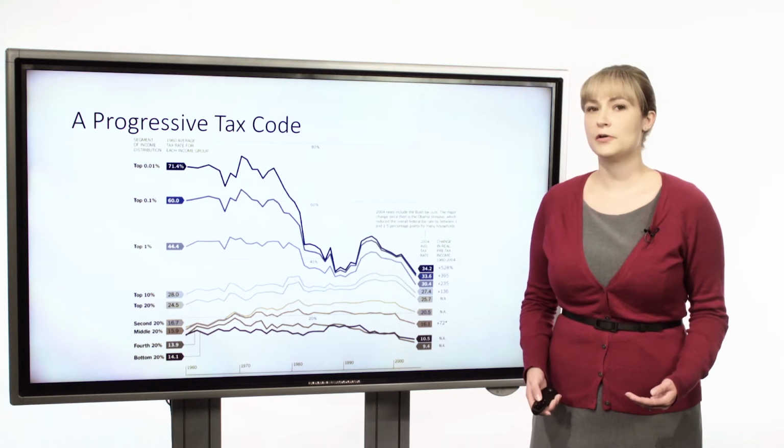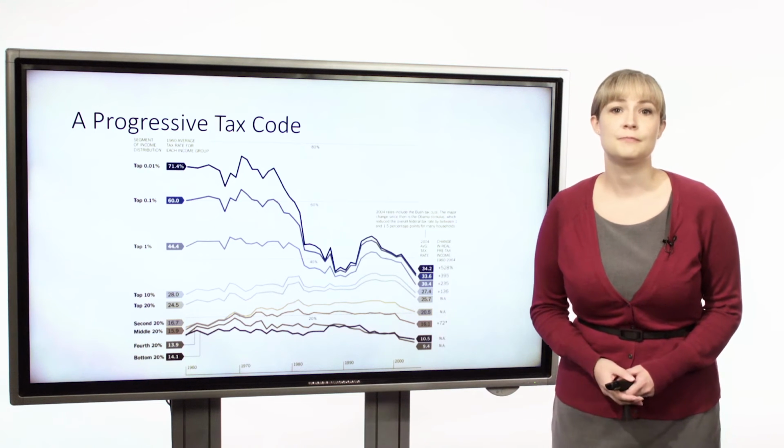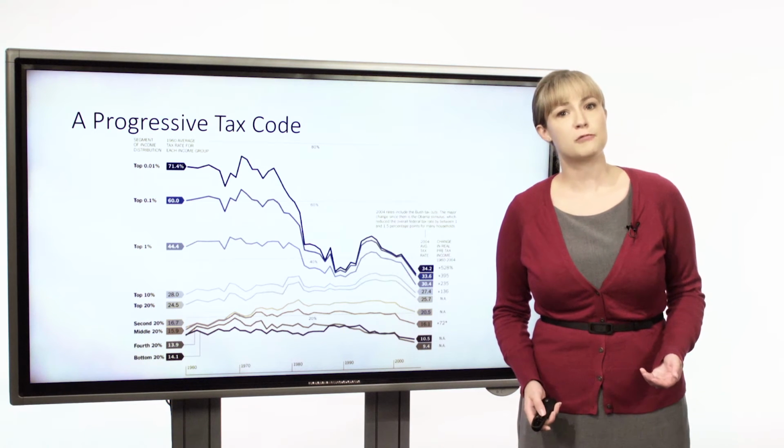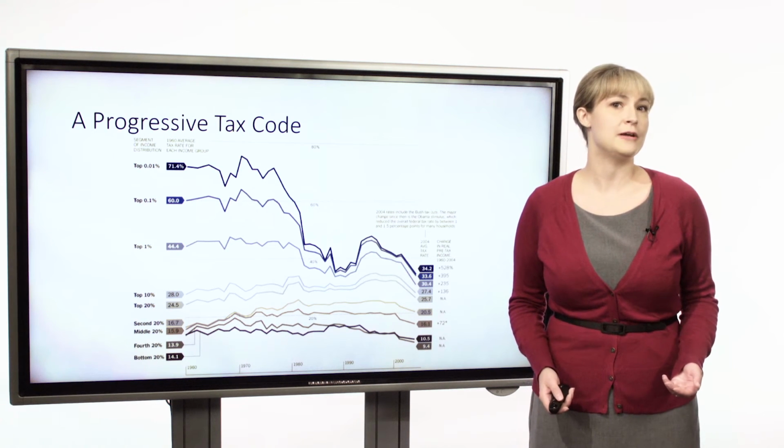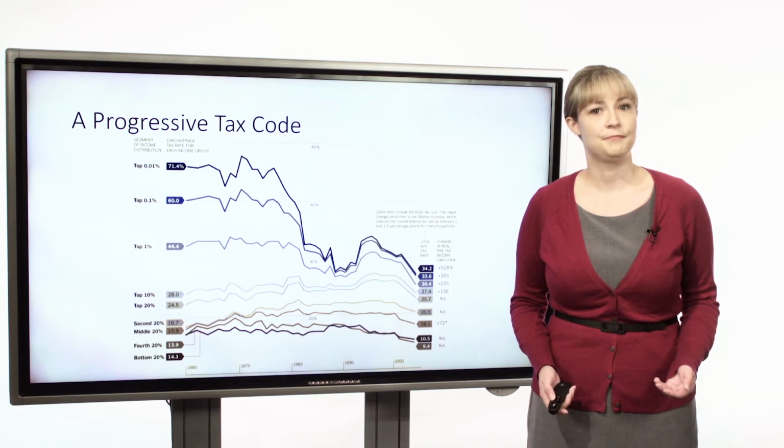However, the tax code has become less progressive over time. As this graph shows, in 1960, the top 0.01% of wealthiest Americans paid around 71.4% of their income to taxes. In the 2000s, that has dropped to around 34.2%. Meanwhile, the tax rate of the middle and upper middle class Americans has actually gone up since the 1960s.